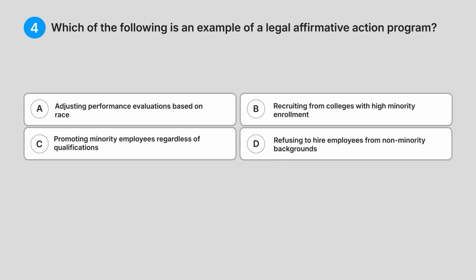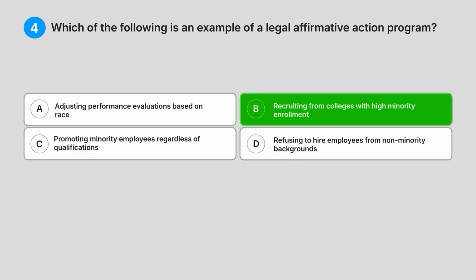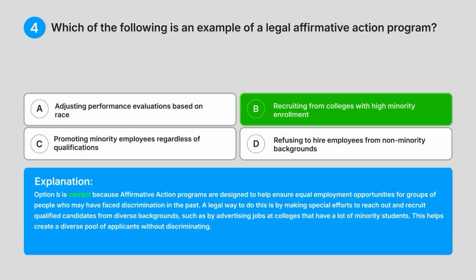Correct answer, B. Recruiting from colleges with high minority enrollment. Explanation. Option B is correct because affirmative action programs are designed to help ensure equal employment opportunities for groups of people who may have faced discrimination in the past. A legal way to do this is by making special efforts to reach out and recruit qualified candidates from diverse backgrounds, such as by advertising jobs at colleges that have a lot of minority students. This helps create a diverse pool of applicants without discriminating.